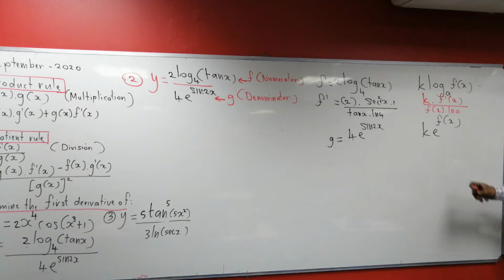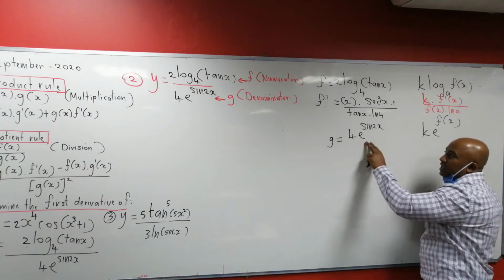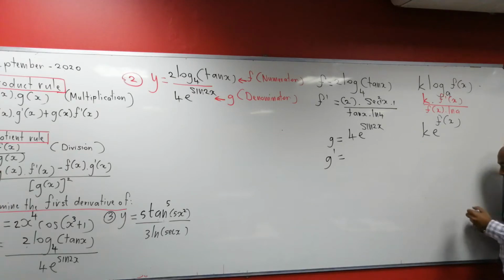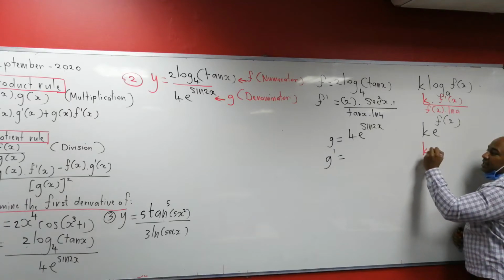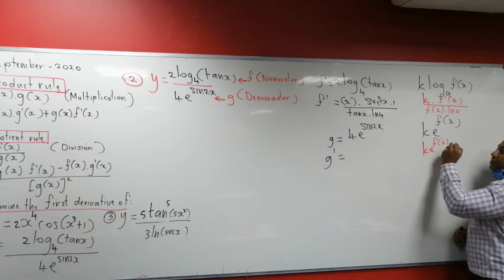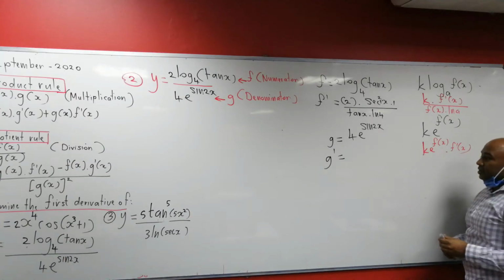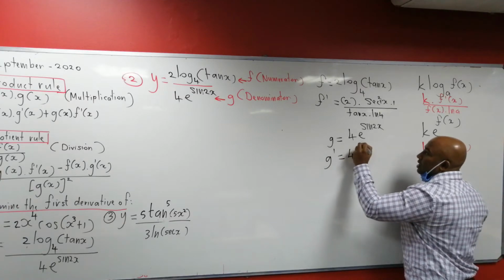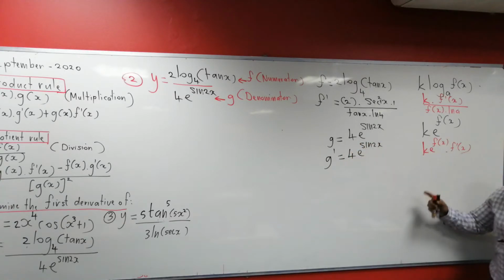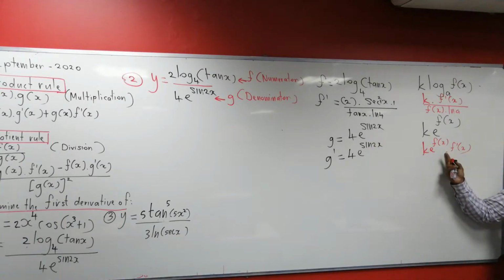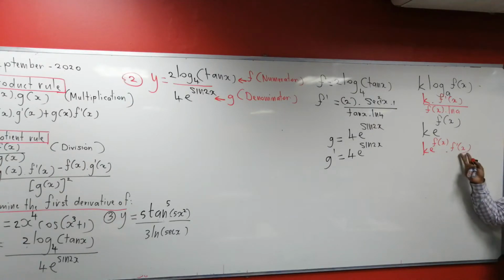Right, so now the next one. Differentiating 4e to the power sine 2x. So g prime, let's write down what the derivative is. Go to your table of derivatives. The derivative of ke to the power f of x is ke to the power f of x times f prime x. So that's going to be 4e to the power sine 2x times f prime x. F prime x means differentiate whatever you have and write down the answer here.